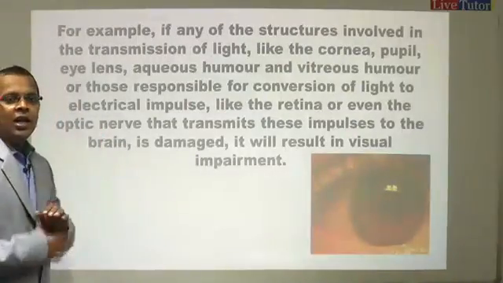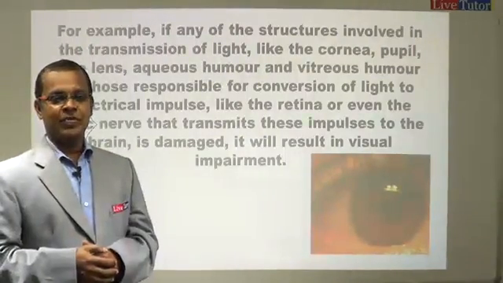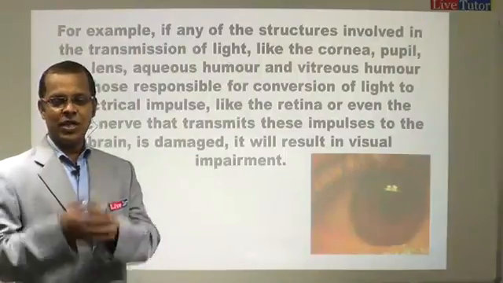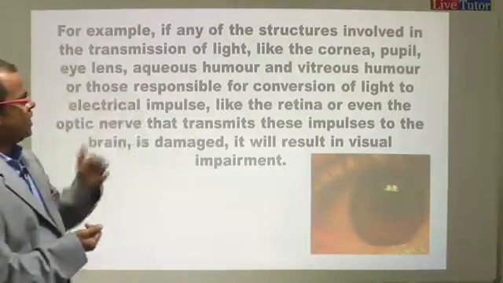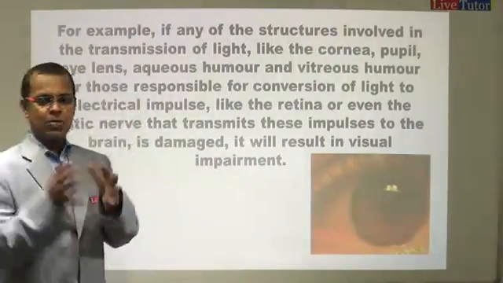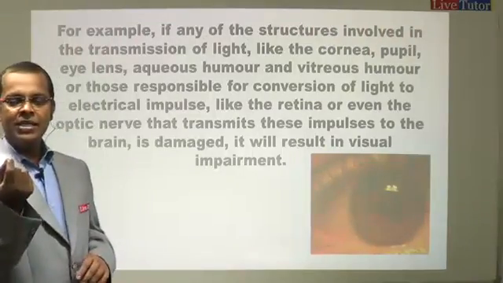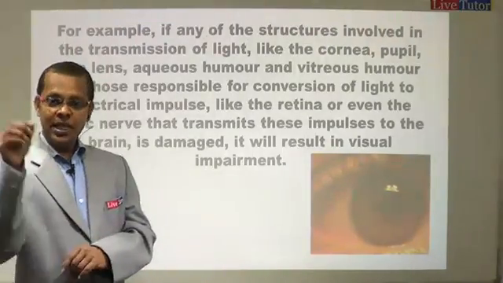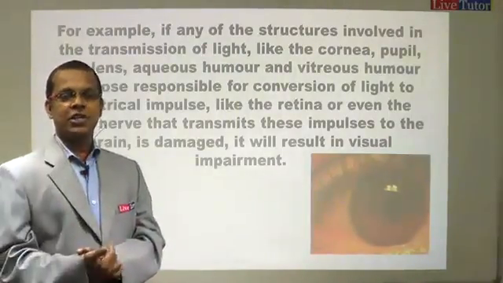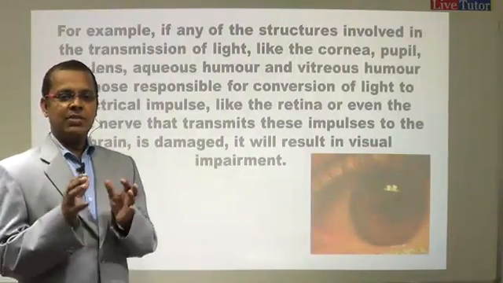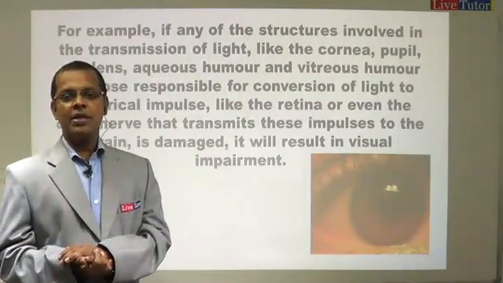For example, they have given one example. If any of the structures involved in the transmission of light, like the cornea, pupil, eye lens, or even the aqueous humor or vitreous humor, are affected, or those responsible for conversion of light into electrical impulse. We know that the light sensitive nerves are there behind the retina. Even there, if any nerve is not functioning properly, if there is any strain or malfunction, all these will result in visual impairment or visual defect, a problem in viewing things.